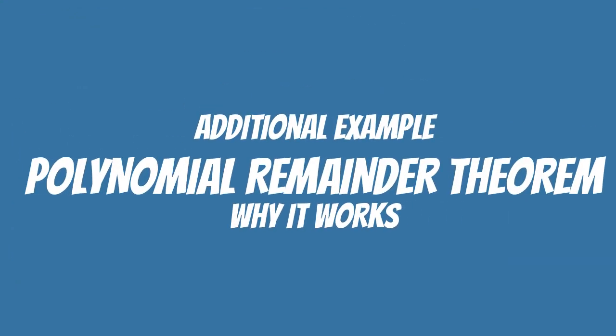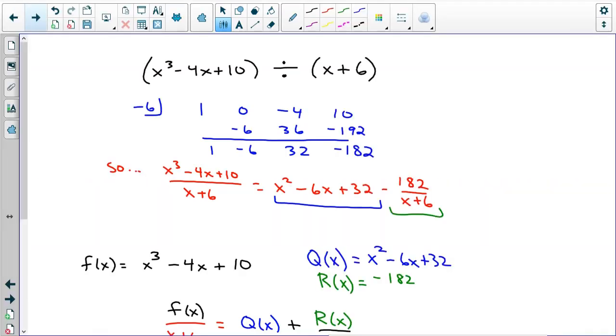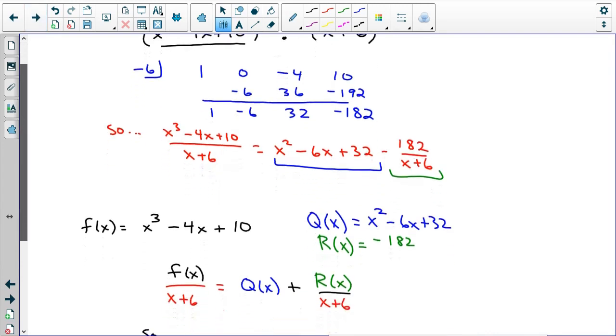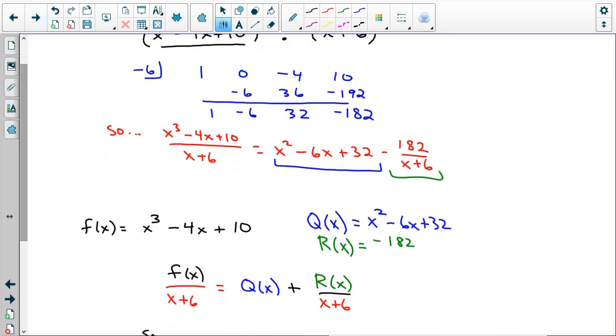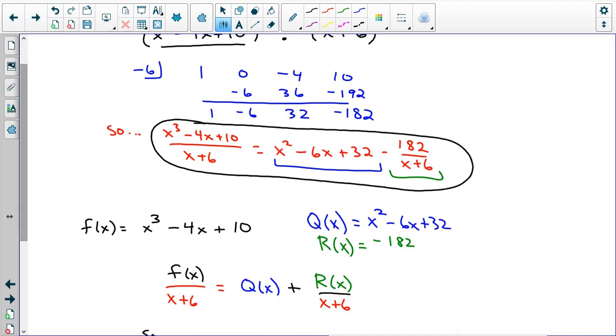Here's an example of this that I've already worked out to try and keep the video short. If I have some sort of polynomial function, x cubed minus 4x plus 10, and I divide that by, for example, x plus 6, I end up getting x squared minus 6x plus 32 minus 182 over x plus 6.